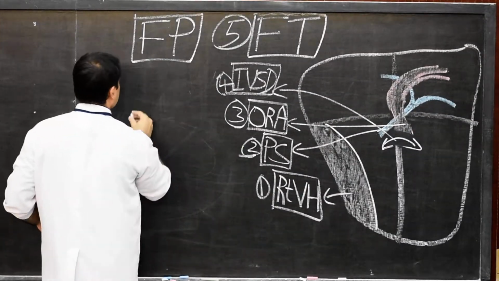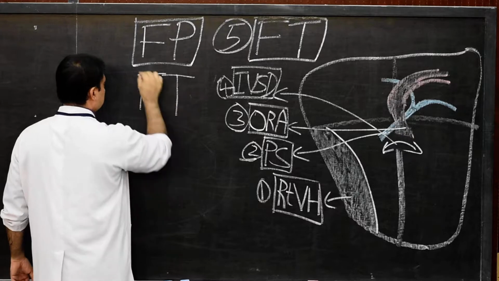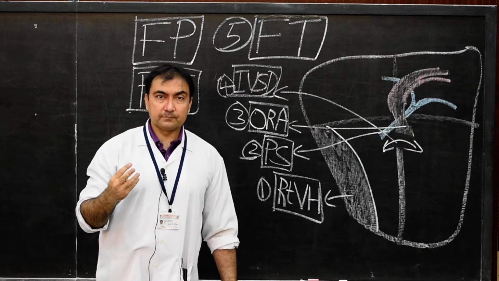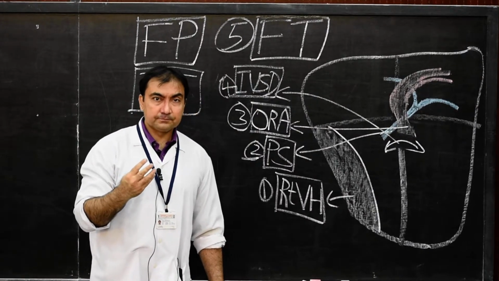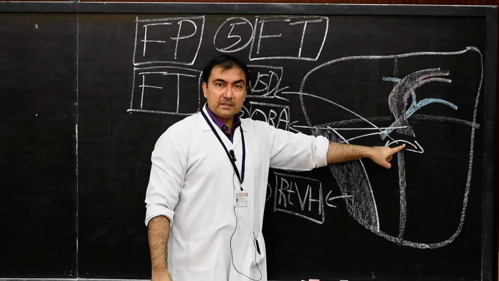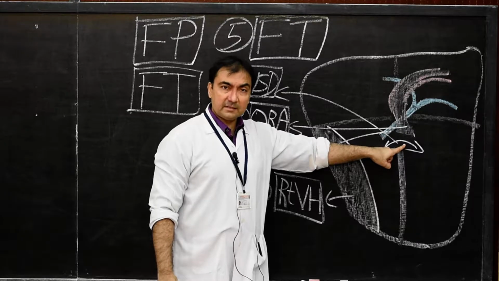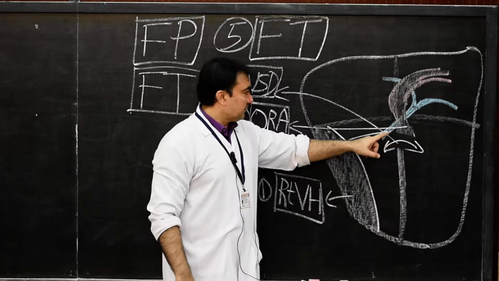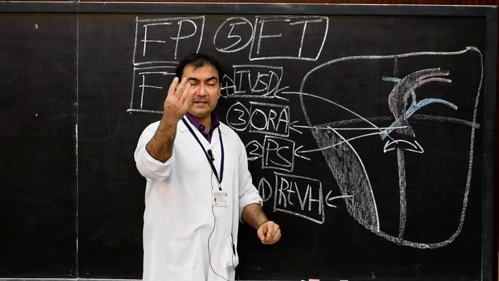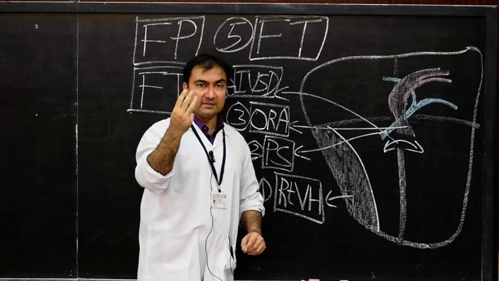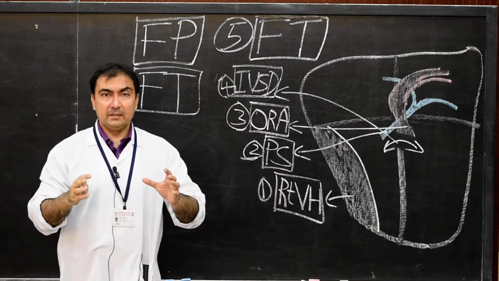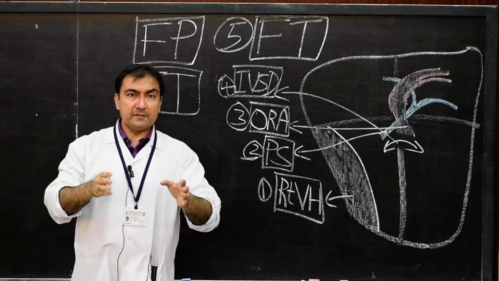Now we come to Fallot's trilogy. Trilogy means 3. What is Fallot's trilogy? In the Fallot's trilogy, there will be number 1, patent interventricular foramen, that is interventricular septal defect. Number 2, pulmonary stenosis. And number 3, right ventricular hypertrophy. Only these 3 anomalies will lead to Fallot's trilogy. So here we finish Fallot's tetralogy, Fallot's pentalogy, Fallot's trilogy.